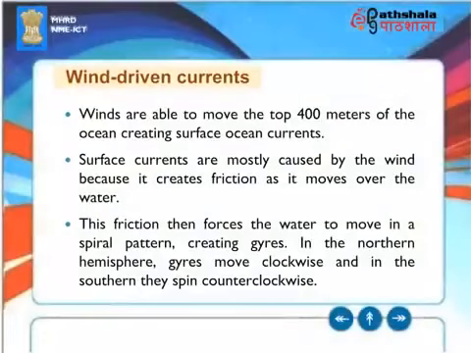Winds are able to move the top 400 meters of the ocean, creating surface ocean currents. Surface currents are mostly caused by the wind because it creates friction as it moves over the water. This friction then forces the water to move in a spiral pattern, creating gyres. In the northern hemisphere, gyres move clockwise, and in the southern, they spin counterclockwise.